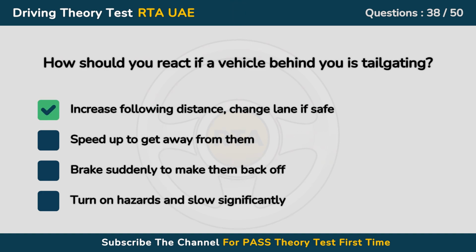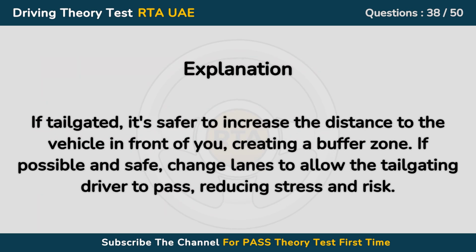Answer is A. Increase following distance, change lane if safe. It's safer to increase the distance to the vehicle in front of you, creating a buffer zone. If possible and safe, change lanes to allow the tailgating driver to pass, reducing stress and risk.